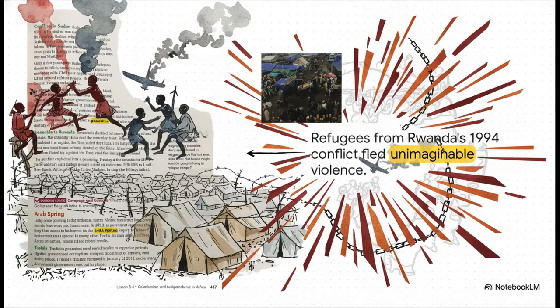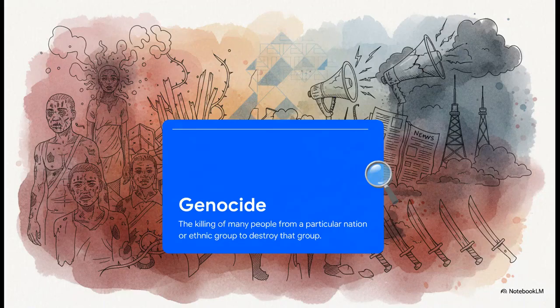of unimaginable violence. What happened in Darfur and what happened in Rwanda has a specific name. It's a heavy one, but it's a critical term to know. Genocide. It means the intentional killing of a huge number of people from a particular group with the specific goal of wiping that group out. In Rwanda, Hutu militias, riled up by government propaganda on the radio, murdered up to 1 million Tutsis and moderate Hutus. 1 million people in just 100 days.